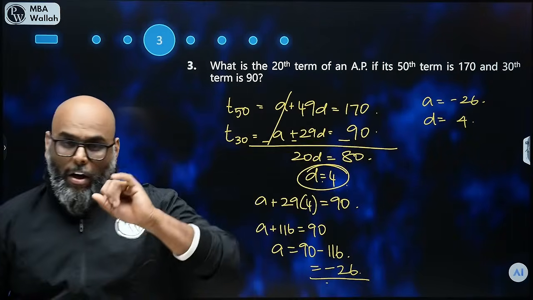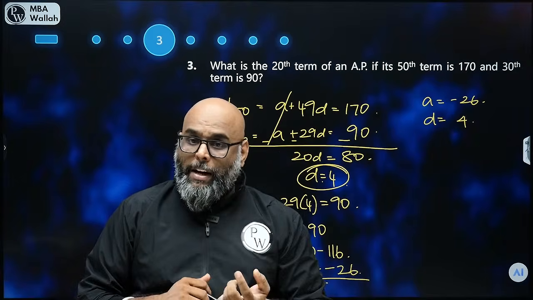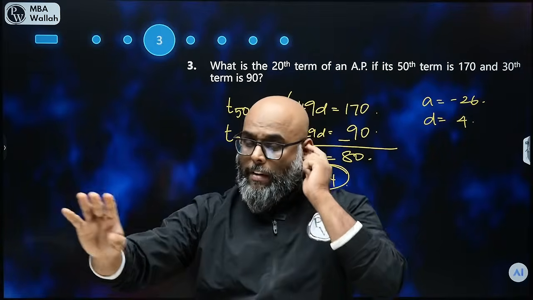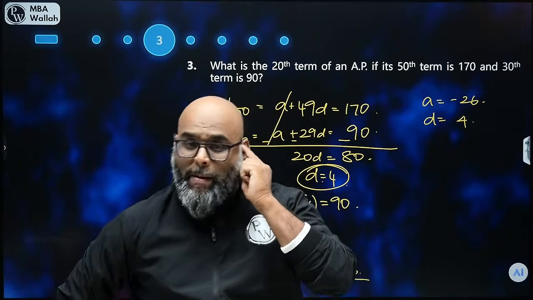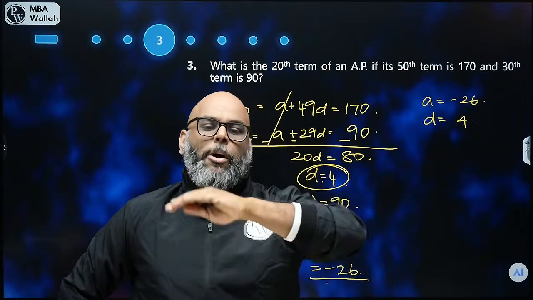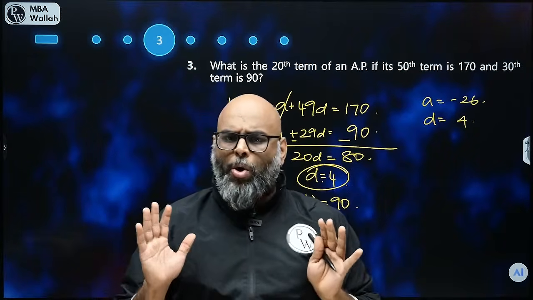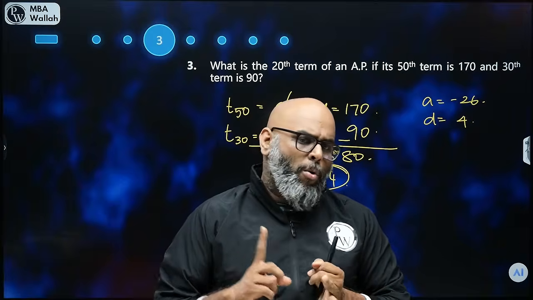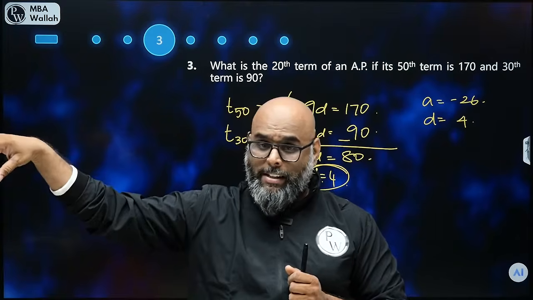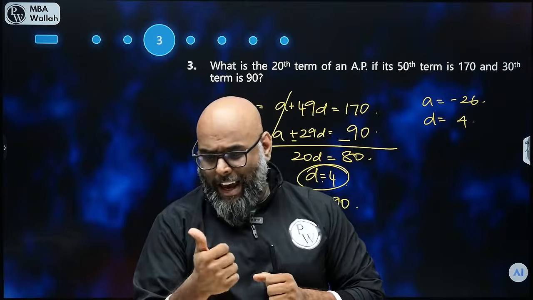Mind you, A, D can be negative. Your first term can be negative, your common difference can be negative, N can never be negative. The value of N can never be negative. D can be negative. If D is negative, it is a decreasing AP. If D is positive, it is an increasing AP. A can be negative or positive. There is no condition on how A should be or how D should be, but there is a condition on N, because it is a number of elements in the series that can never be negative. So N should always be positive. A and D can be negative.